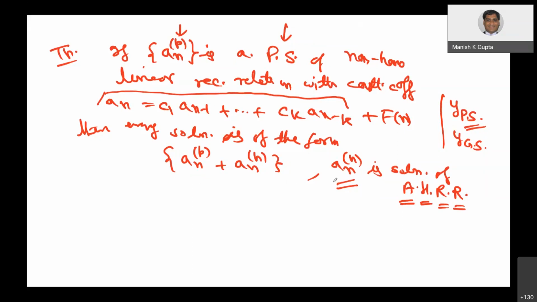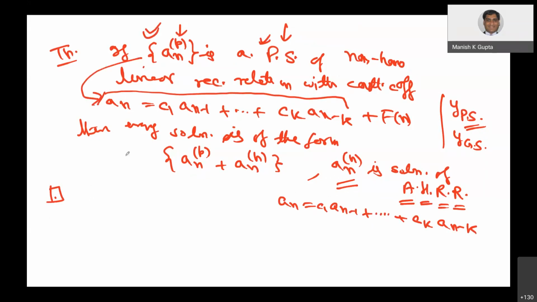So basically, a_n^(h) is a solution of a_n = c_1 a_{n-1} + ... + c_k a_{n-k}, right? The proof is very easy, so I think I can just give you the proof. Since a_n^(p) is a particular solution of this non-homogeneous equation, it will satisfy this equation. So we can write it down.